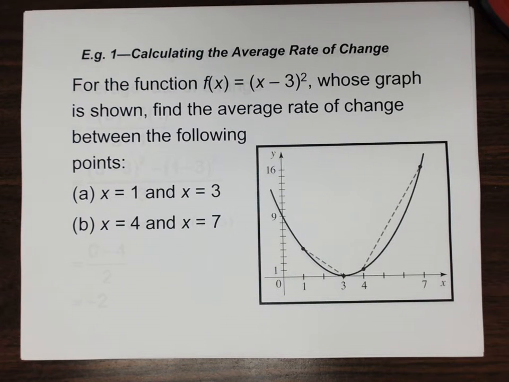Okay, so here for this function, f of x equals x minus 3 squared, the graph is shown, and we want to find the average rate of change between the following points. For a, x equals 1 and x equals 3. And then for b, we're going to look at x equals 4 and x equals 7.